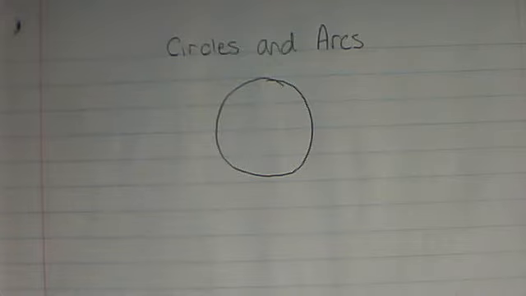The first thing that we're going to talk about is arcs. Within a circle, you have an arc, which is a section of a circle. Just like a side is a section of a rectangle, an arc is a section of the circle.